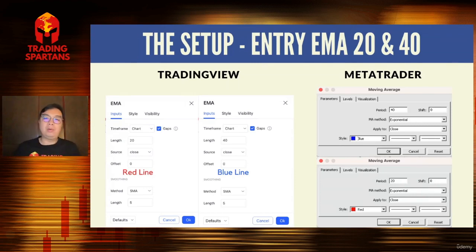So there are people using EMA 15, 8, 10, 20, 50, 100, 200. So there are many, many users of EMA, but what you need to do is find what works for you and stick to it. And more often than not, it's never the strategy. It's always the risk management, right?